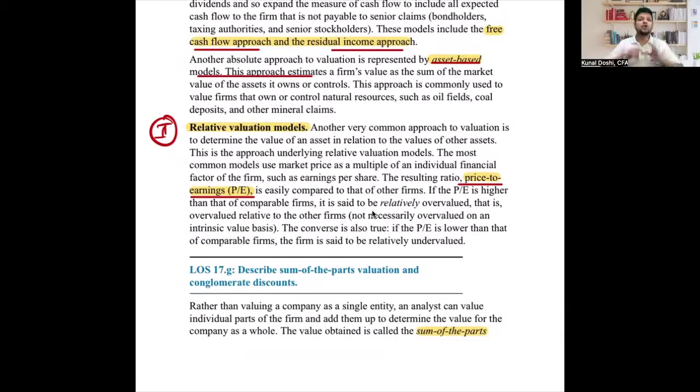Those are the two broad valuation models that we are going to use. Correct. Then we need to understand sum of parts and a conglomerate.